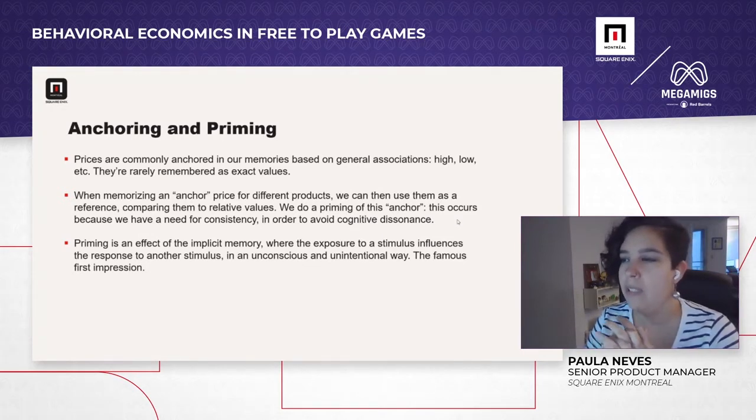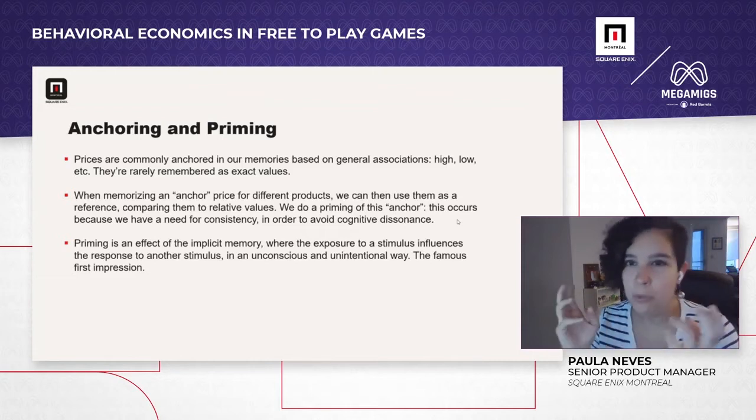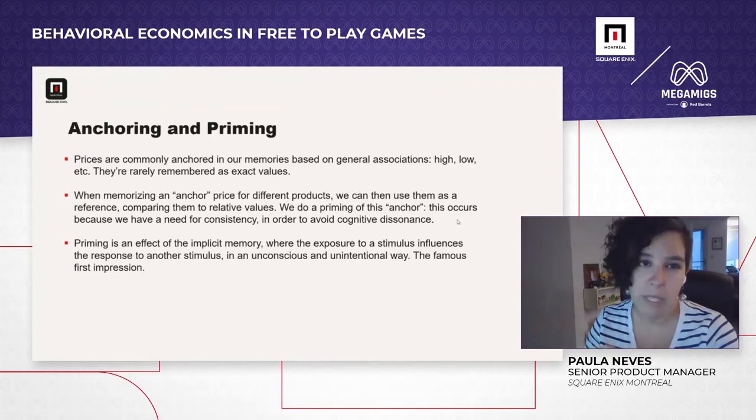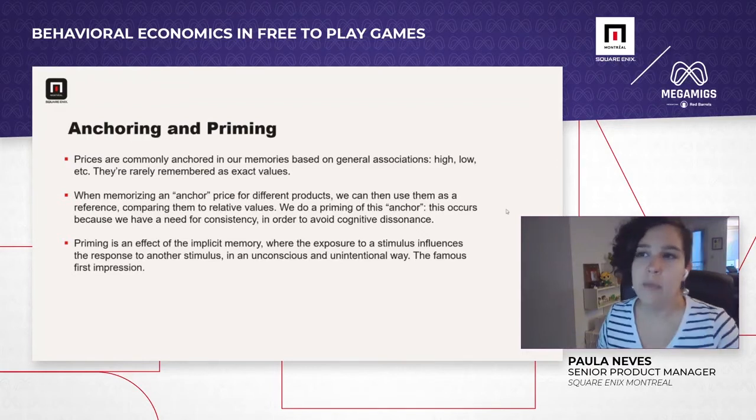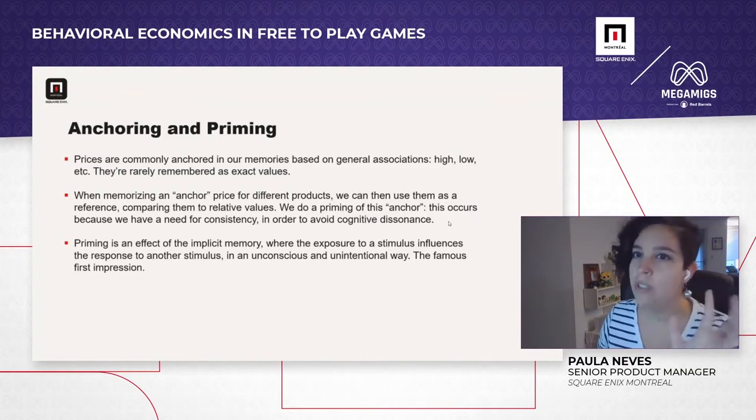This occurs because we have a need for consistency in order to avoid cognitive dissonance. Cognitive dissonance is a psychology term. It's the state of having inconsistent thoughts, beliefs, or attitudes, especially relating to behavioral decisions. And us humans, we have a need to be consistent to avoid this. Priming is an effect of the implicit memory, where the exposure to a stimulus influences the response to another stimulus. So it's the famous first impression, right? This is basically saying that once you get an anchor price in your head, that's the first impression, and usually that's what sticks, right?